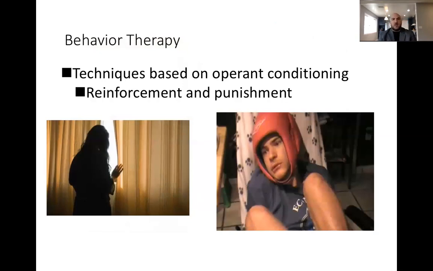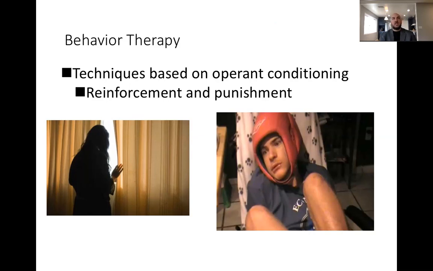Let's see here. What else do I want to talk about? Behavioral therapy. There's techniques based on operant conditioning, kind of reinforcement and punishment. I talked briefly about ABA therapy, applied behavioral analysts, that would work with what is reinforcing this behavior.